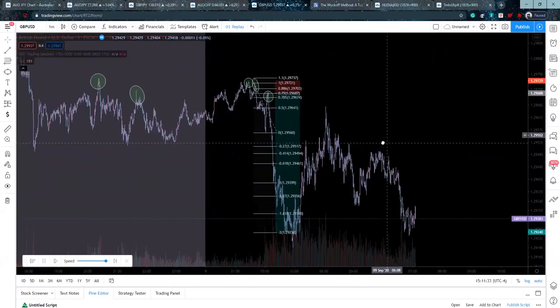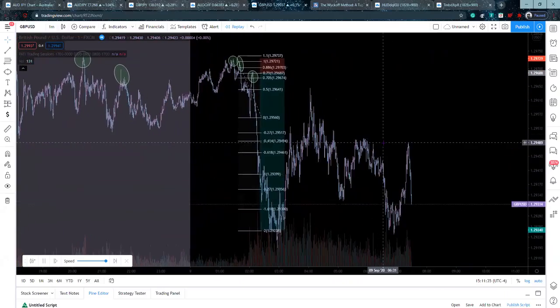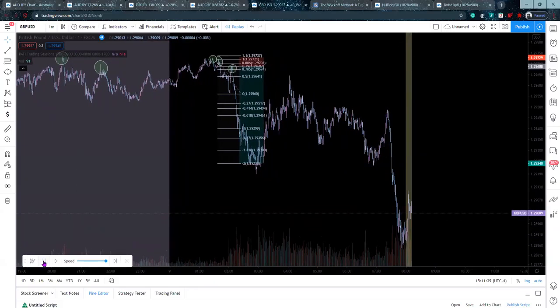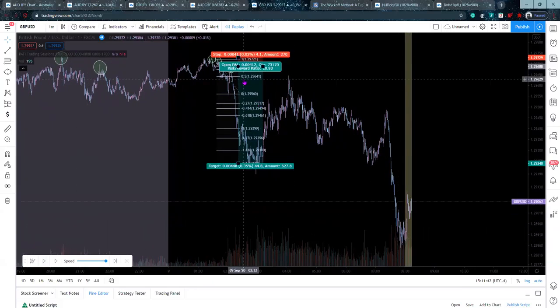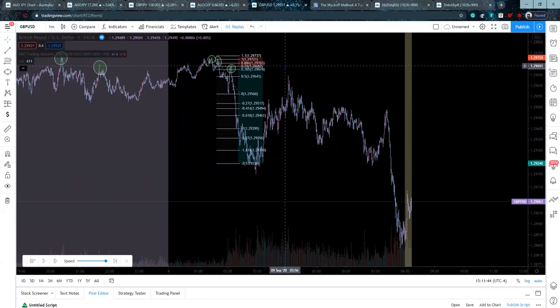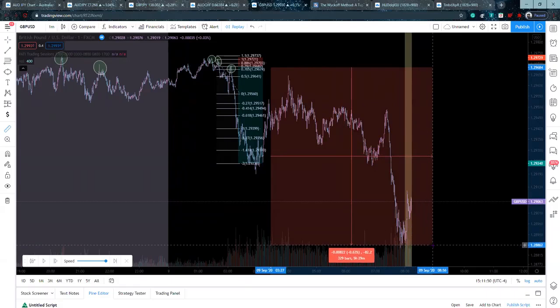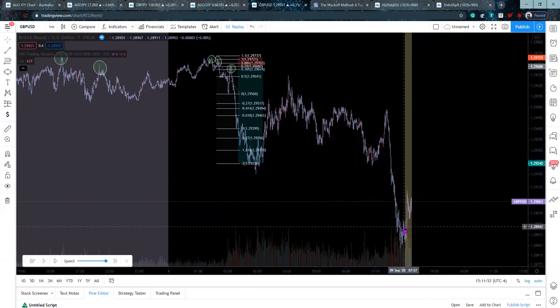You could have also just held on to it and got your take profit hit again. And if you were a little bit more patient, boom, you went from risking 4 pips to hitting a total of 82. And at this point, New York starts.